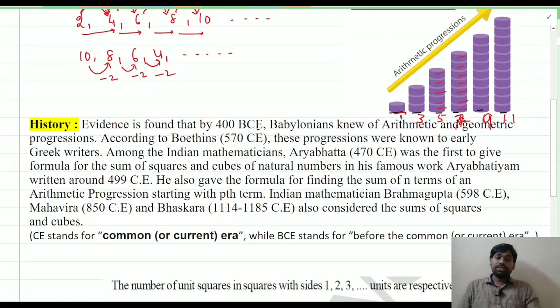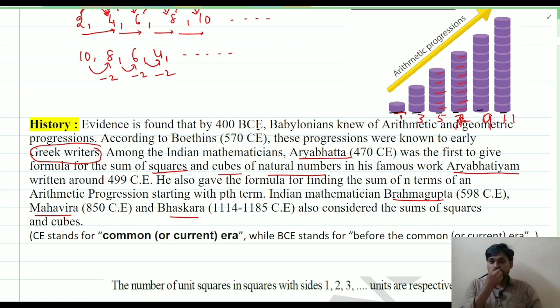This is not a new concept to us, there is evidence of it in our history. The first people to come to know about arithmetic progression were the Greeks. Later Indian mathematicians like Aryabhatta wrote in his book Aryabhattiyam about arithmetic progression for finding the sum of squares and cubes of natural numbers. Other mathematicians like Brahmagupta, Mahavira and Bhaskara also used the same sequence for finding the sum of squares and the sum of cubes of natural numbers.